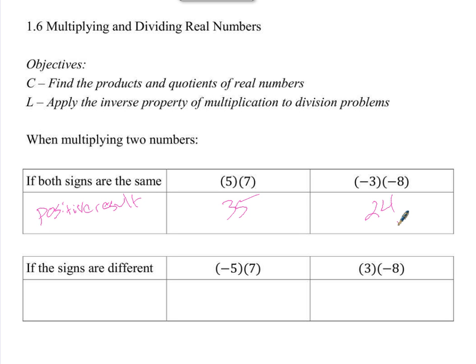If the signs are different, what happens? You get a negative result. For example, negative 5 times positive 7 is negative 35, and 3 times negative 8 is negative 24. Those are just rules or concepts that you need to memorize, I guess. Positive times positive, positive. Negative times negative, positive.